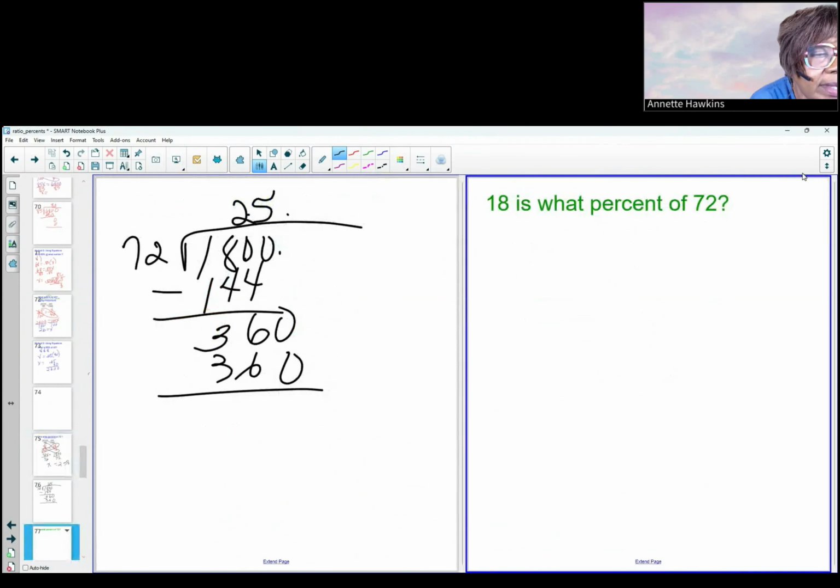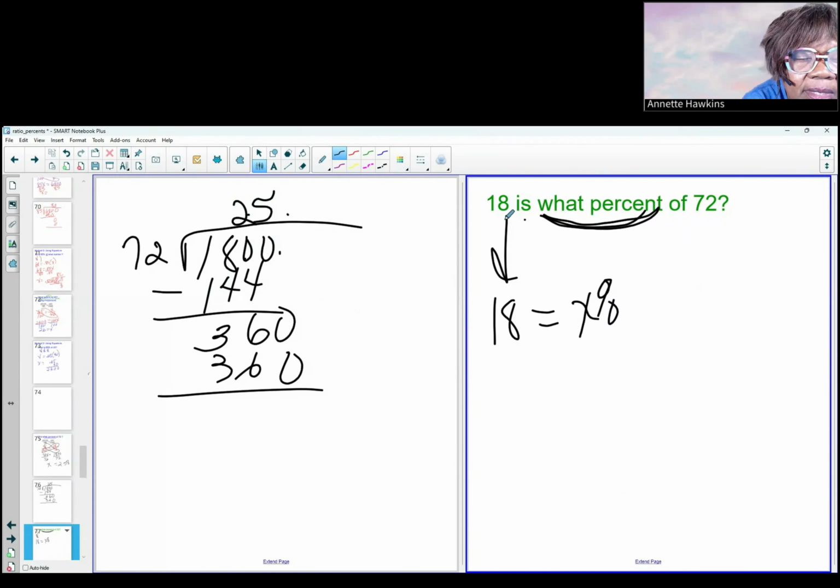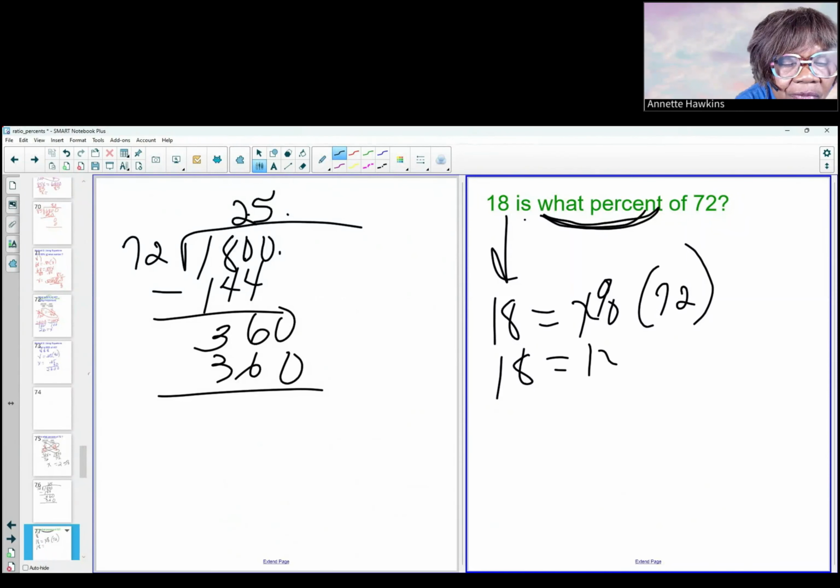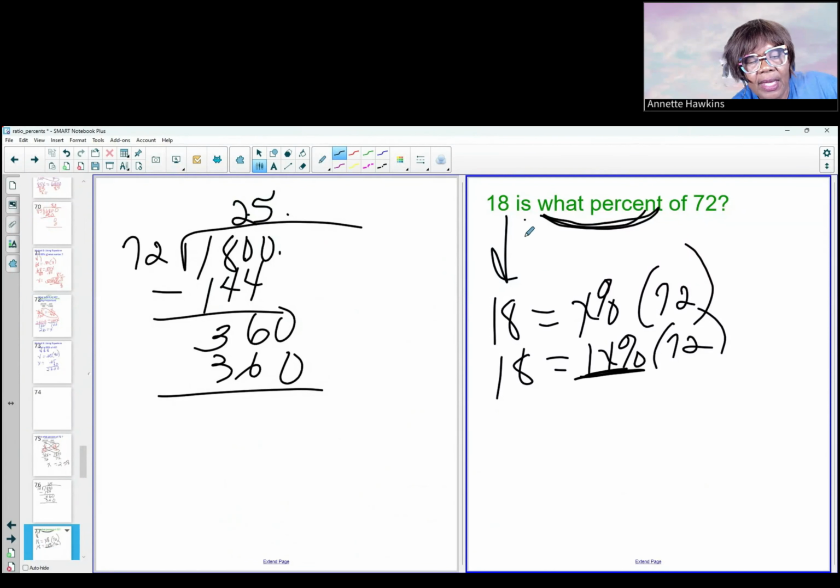So the equation way says 18 is equal. Now here we want to be careful. X percent of 72. Now, when you don't know the percent, I want you to put a 1 in front of that X. Why? Because we need to change this to a decimal. Remember, to change a number to a decimal, we move it 2 places to the left. So here's my number right here, 1, 1, 2.